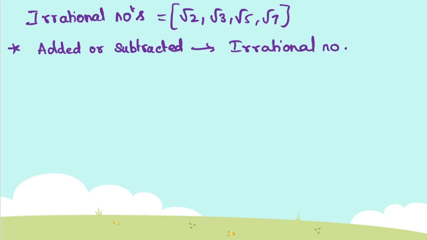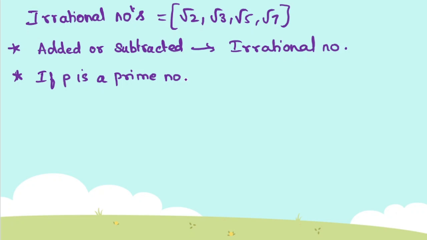Okay. Then the next point is, if P is a prime number, and this P divides A square, then P will also divide A. Okay? P also divides A.